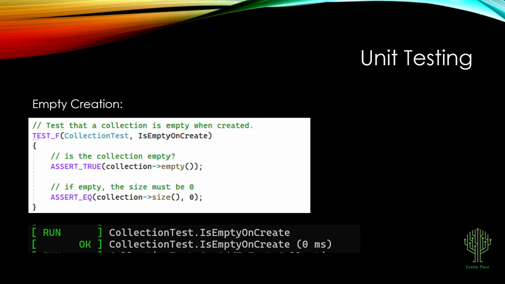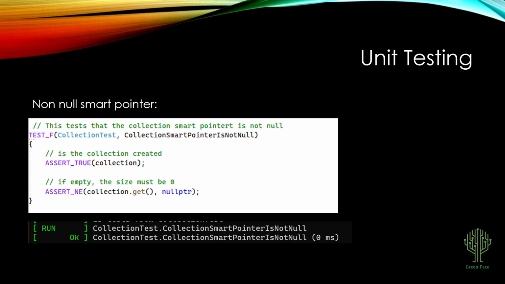Next, I am presenting a variety of unit tests which provide varying results based on the GTest framework. On this slide, I introduce a test that checks whether the collection starts off empty, which confirms the initial state behaves as expected. This slide shows a test verifying smart pointers do not have a null value.